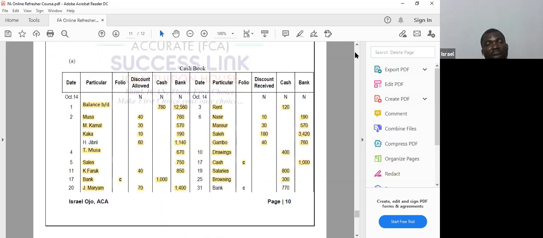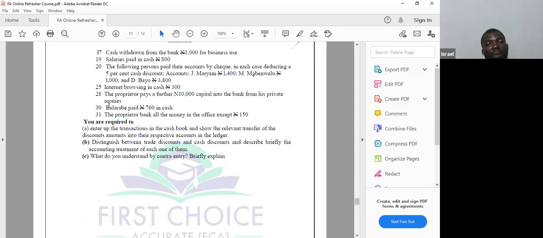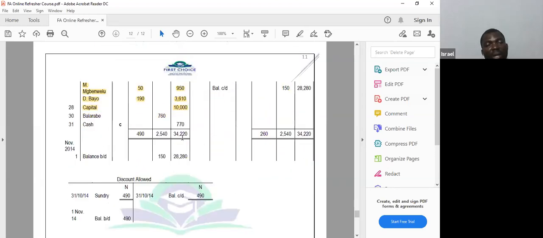Then another one that we have here talks about Balaraba pays 760 in cash. So cash is receiving it. What you just need to do is debit your cash account with 760 because the amount is actually being paid into cash. So we debit it. Can you see that? We debit it with 760.